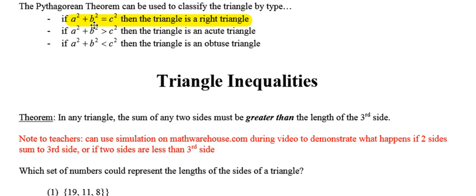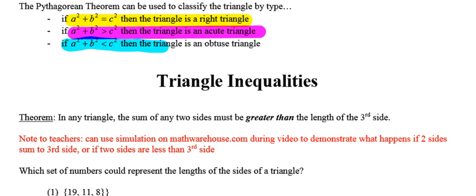If, however, the sum of the two squares of the sides is greater than the square of the hypotenuse, we can conclude that the triangle must be acute. And if the sum of the squares of the two legs is less than the square of the hypotenuse, we know that the triangle has to be obtuse. All right, so that concludes the first part of today's video.